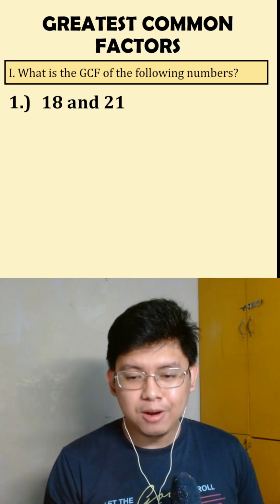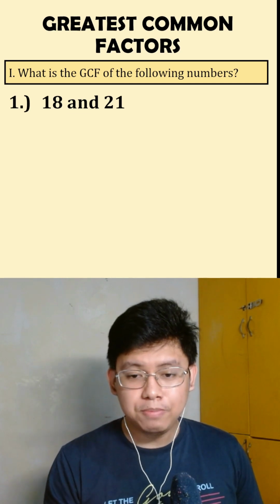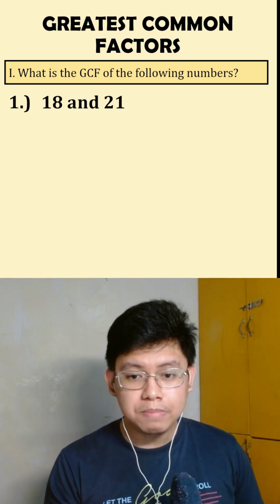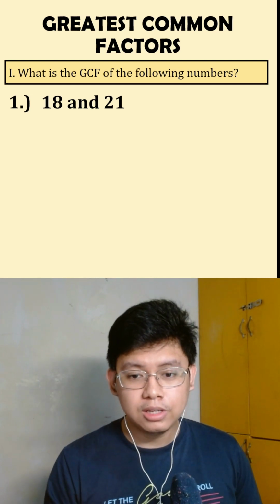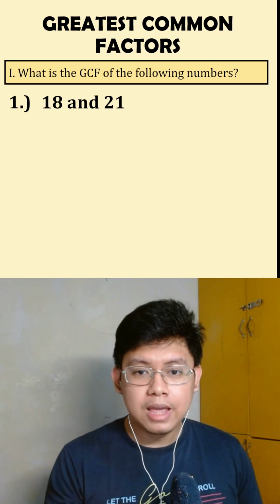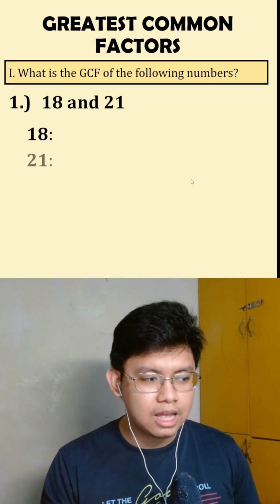So, para makuha natin yung greatest common factors ng numbers natin, we have to apply prime factorization para malaman natin yung common factors ng dalawang numbers. So, let's have this item. We have 18 and 21. So, kunin natin yung 18 and 21.